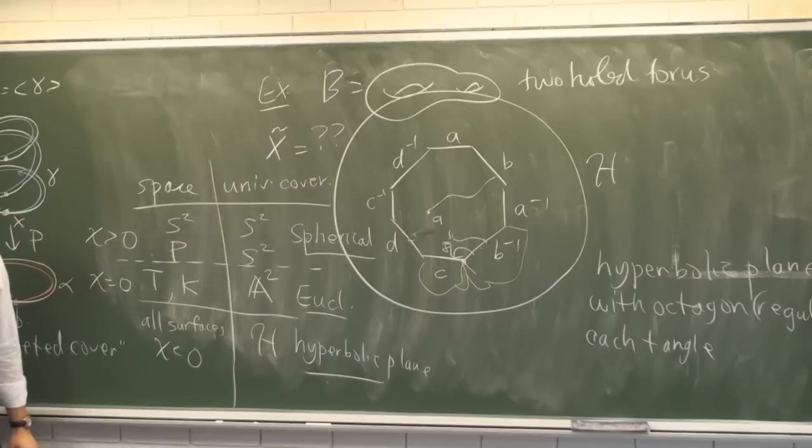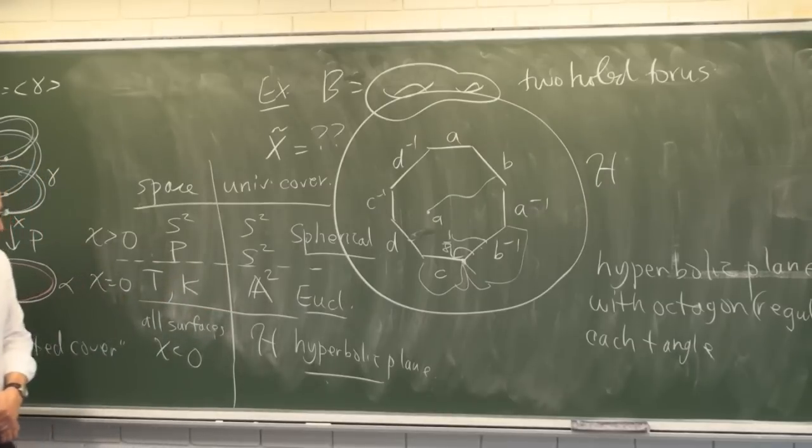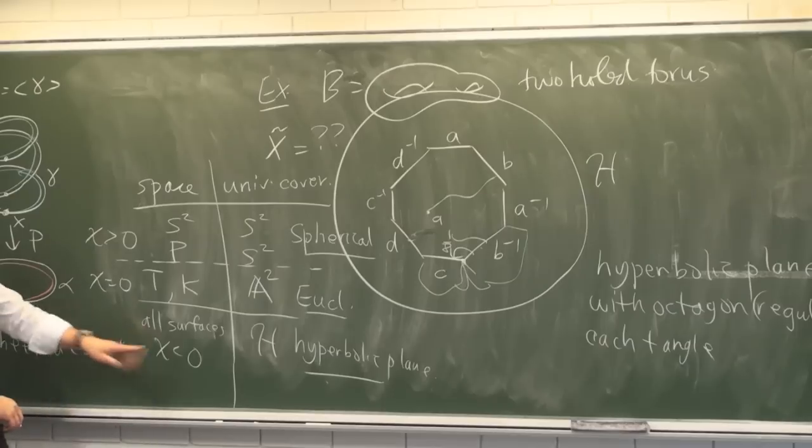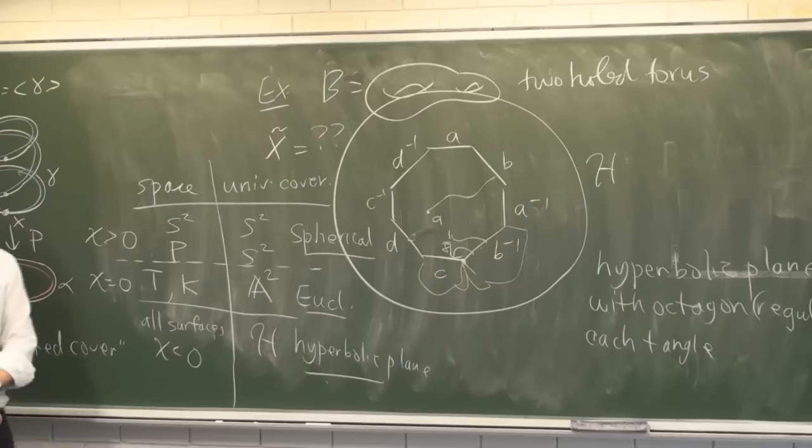The two surfaces with Euler characteristic 0, the torus and the Klein bottle, have universal cover the ordinary Euclidean plane, and all the other surfaces, 2-hole torus, 3-hole torus, and various cross caps that you can put on that, have universal cover the hyperbolic plane.